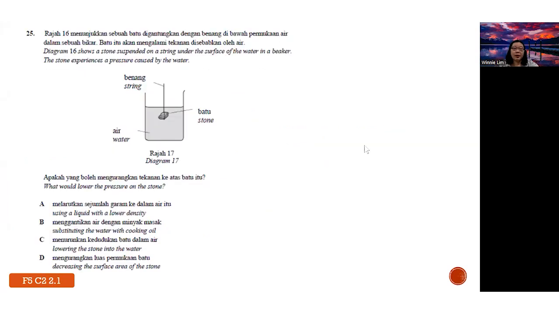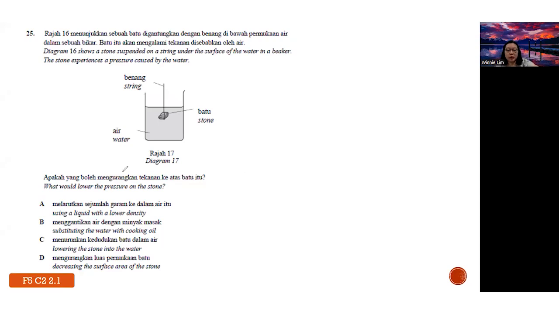Question 25 is under Form 5, Chapter 2, Pressure 2.1. The first topic, pressure in liquid. Diagram 16 shows a stone suspended on a string under the surface of the water in a beaker. The stone experiences a pressure caused by the water. What would lower the pressure on the stone?